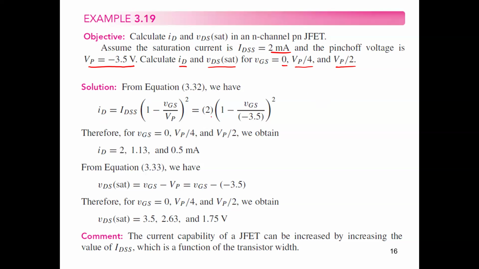So we have the saturation current of 2 milliampere, 1 minus VGS over VP, where VP is constant at minus 3.5 volt, and this should be squared. So let's substitute now with the different values of VGS and calculate ID. Substituting with VGS equals 0, VP divide 4 and VP divide 2. If you substitute firstly with 0, this term will be 0, so the current is going to be 2 milliampere.